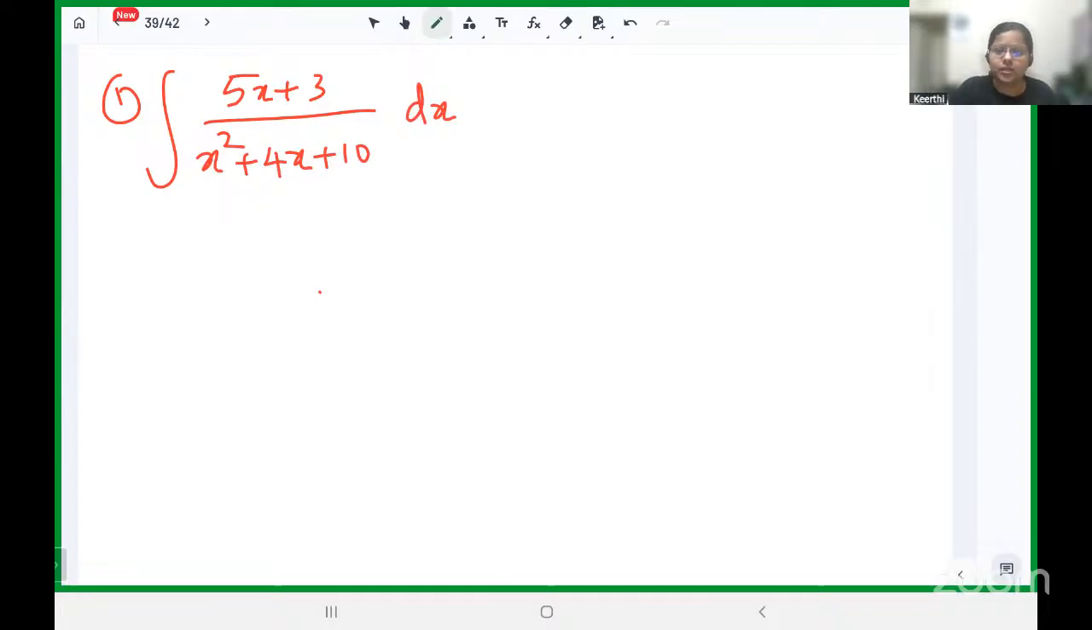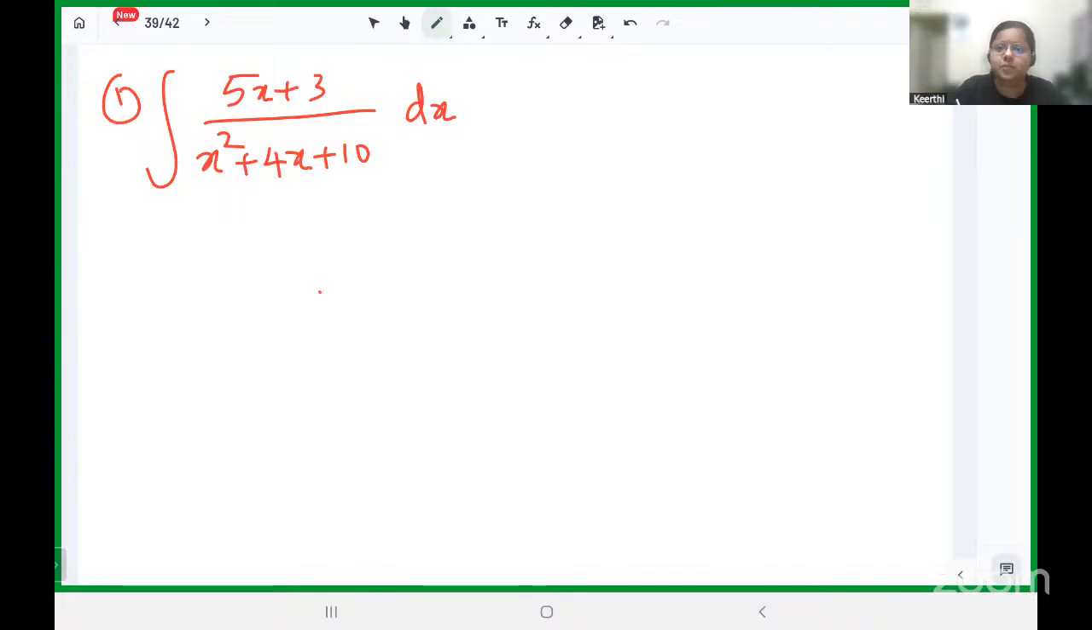Okay, how will you do this? Integral of (5x + 3) divided by (x² + 4x + 10) dx. If you make a substitution, then we are going to simplify it, and then we can apply the type 6 or any of the previous standard results, and then we'll get the integral of the function. So that is the procedure that we are going to do.